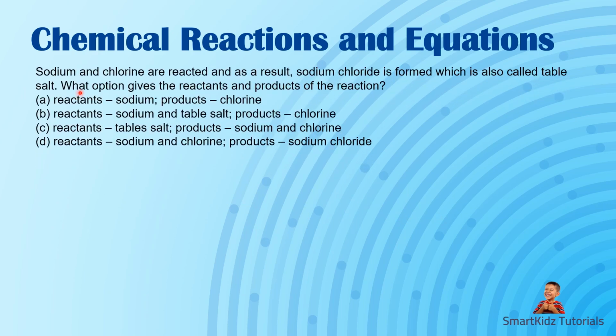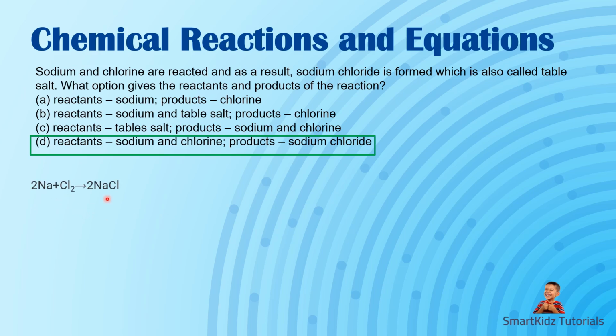Next question. Sodium and chlorine are reacted and as a result sodium chloride is formed, which is also called table salt. What option gives the reactants and products of the reaction? So clearly you can see sodium and chlorine are reacted, so sodium and chlorine have got to be reactants. Among the options, none of them work except for the last one, which says reactants are sodium and chlorine, and sodium chloride is formed. So that should be on the product side. So D should be our correct answer. Here you go. And this is the reaction, sodium and chlorine reacting to give you sodium chloride, which is also known as table salt.